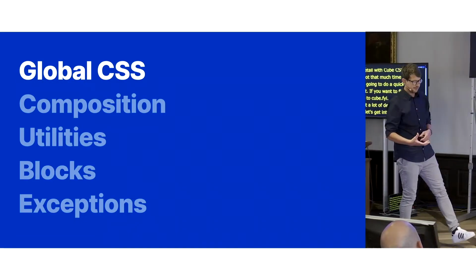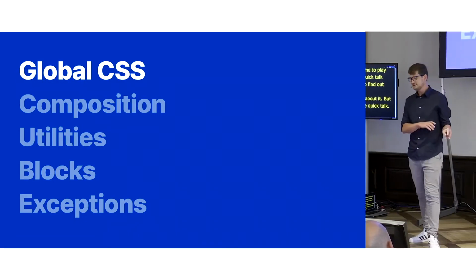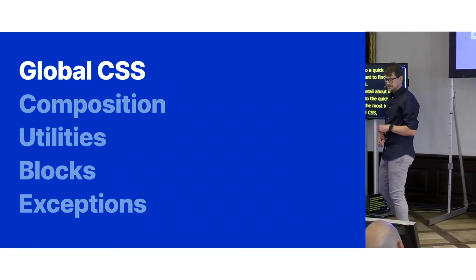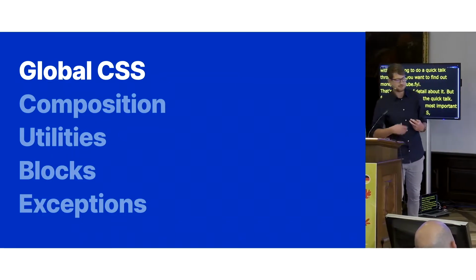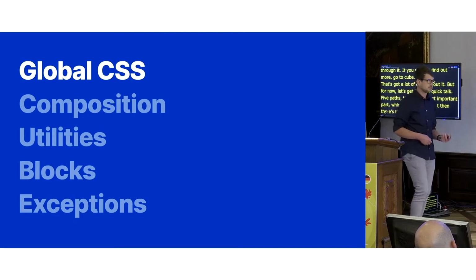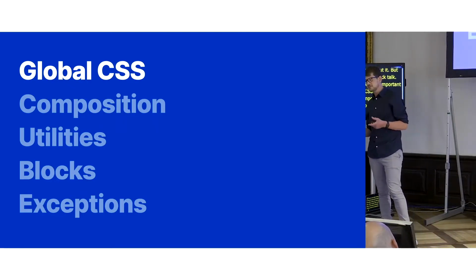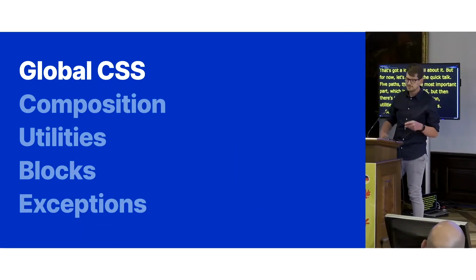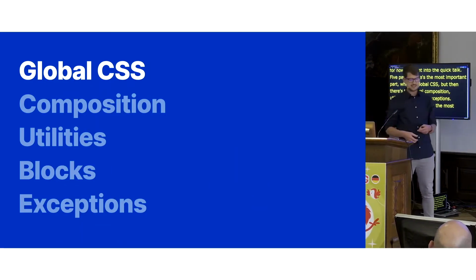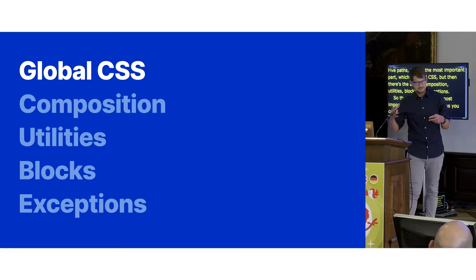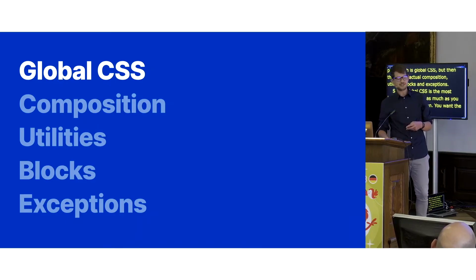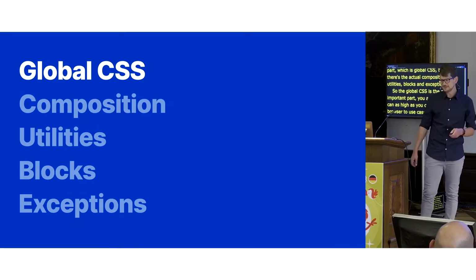There's the most important part, which is global CSS. That doesn't fit in the acronym, though. Otherwise, it'd be a weird acronym, wouldn't it? But then there's the actual acronym itself. So there's composition, utilities, blocks, and exceptions. So the global CSS is the most important part. You write as much CSS as you can, as high up as you can, because you want the browser to use cascade and inheritance to feed styles into the elements naturally, rather than forcing them onto elements.